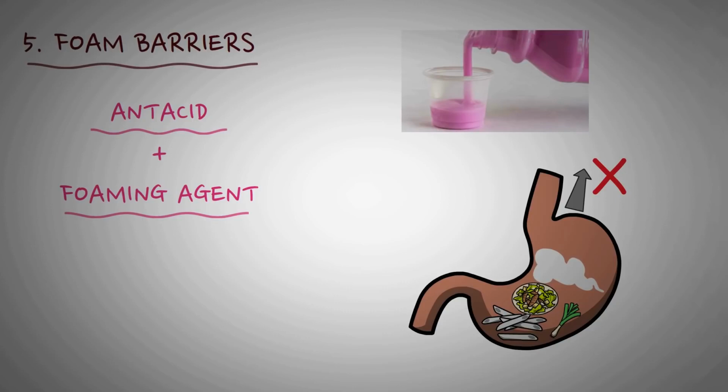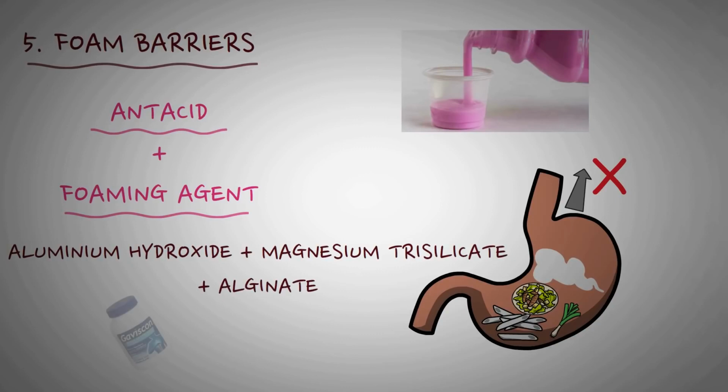The tablets are taken best after meals, when the stomach is distended, and when lying down, both times when reflux is more likely to occur. There is only one foam barrier, which is a combination of aluminum hydroxide gel, magnesium trisilicate, and alginate.